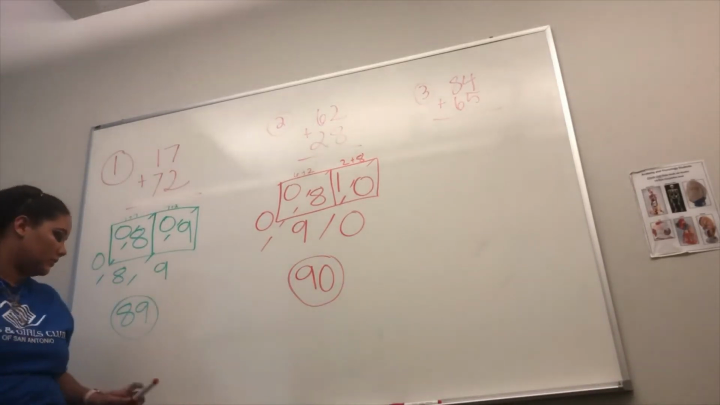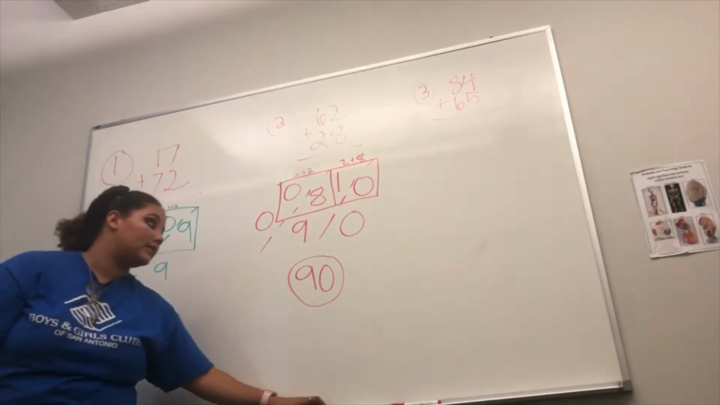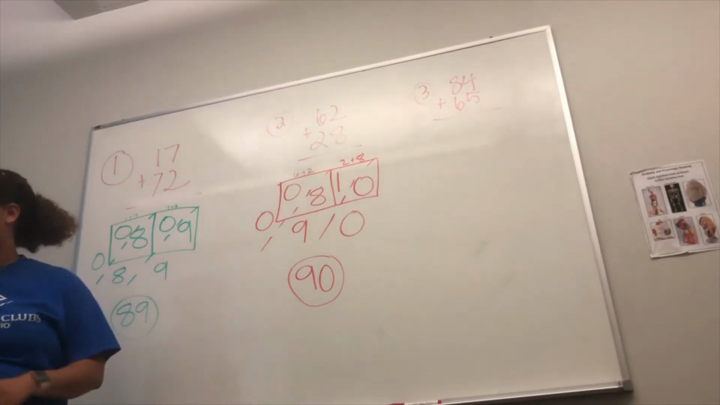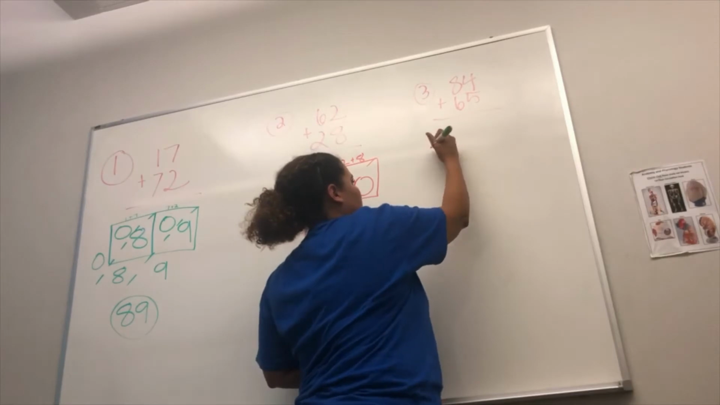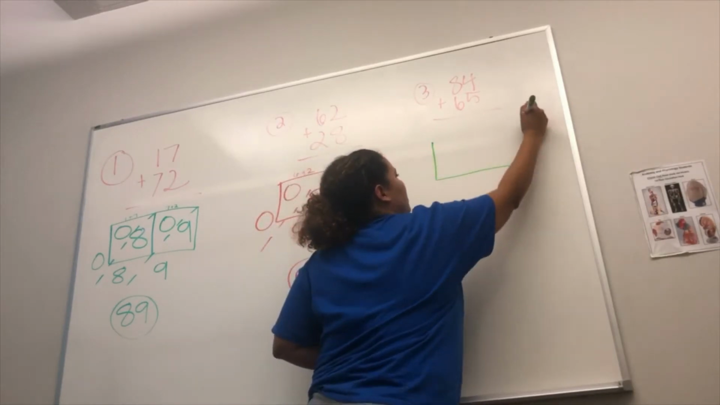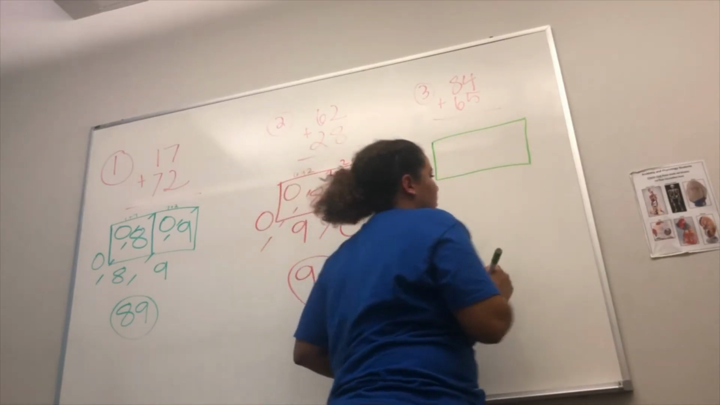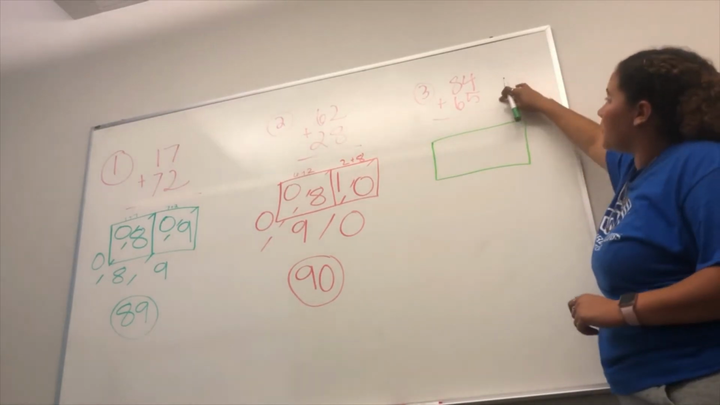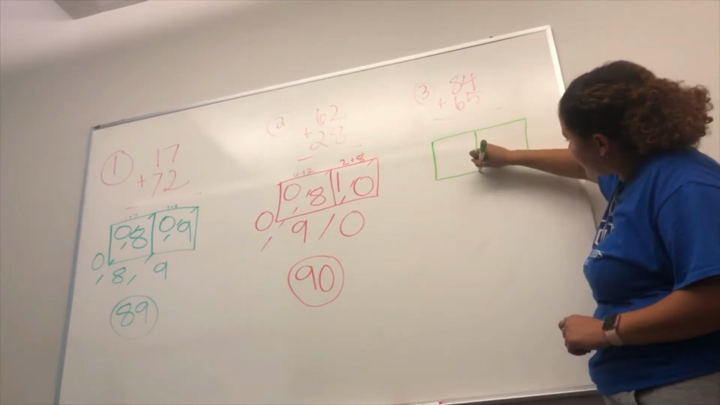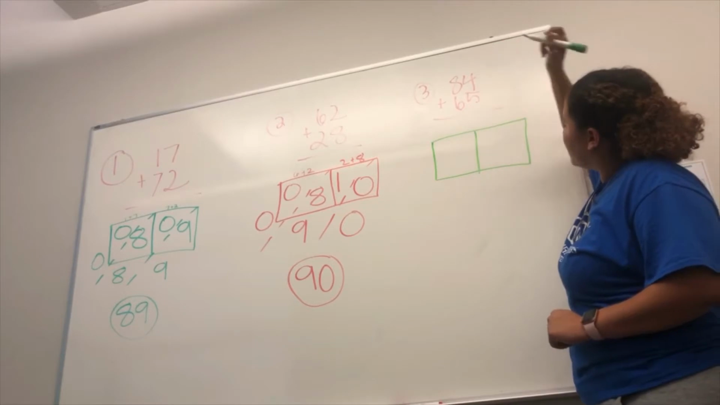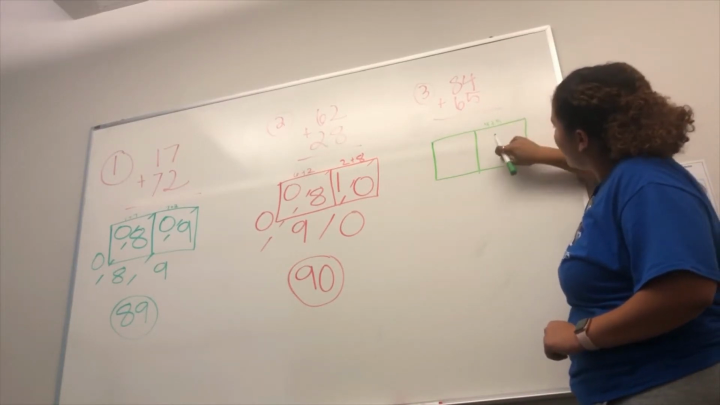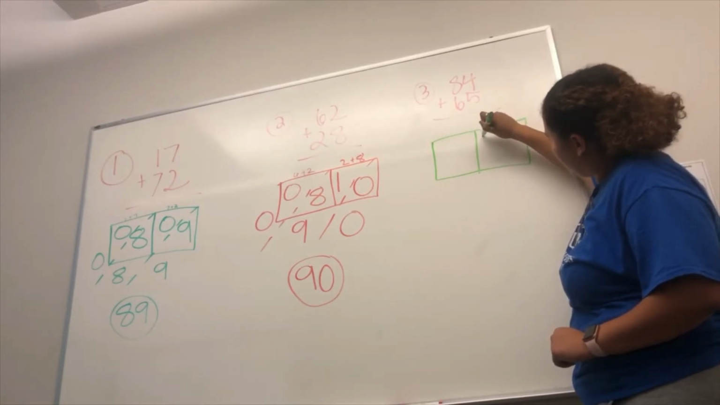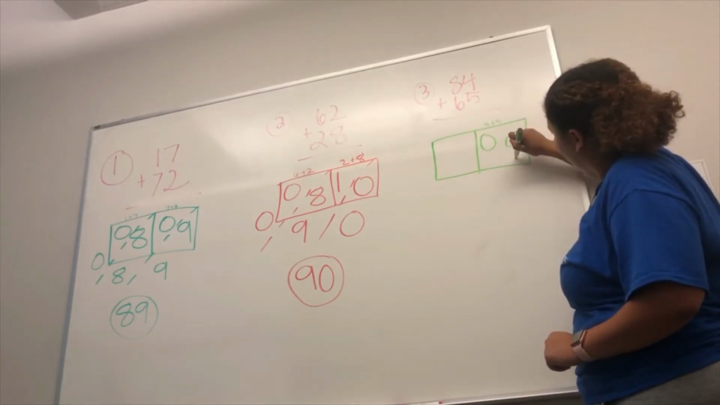Okay, all of you check your papers. Make sure that's what you got with 90. If all of you got that, we're going to go to the next one, okay? 84 plus 65. We're going to draw a rectangle. There's 2 numbers, so we're going to make 2 squares. 4 plus 5, put that here. And the ones, 4 plus 5 is 9, so 0, 9.